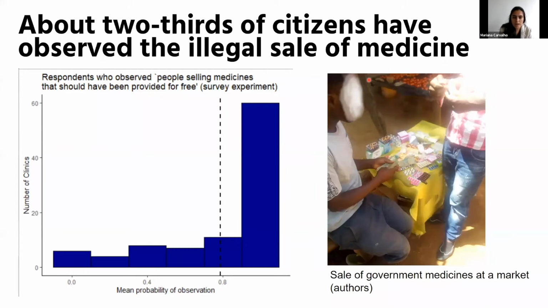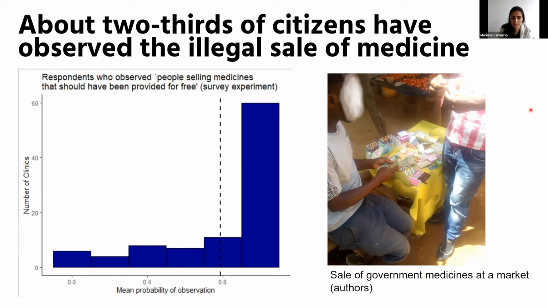So first, about 2/3 of citizens have observed the illegal sale of medicines. On the left, we have the result of a survey experiment. It shows the estimated probability that there is theft at a particular facility. And this is the number that Ryan mentioned at the beginning. So the median facility has people observing the selling of medicines.